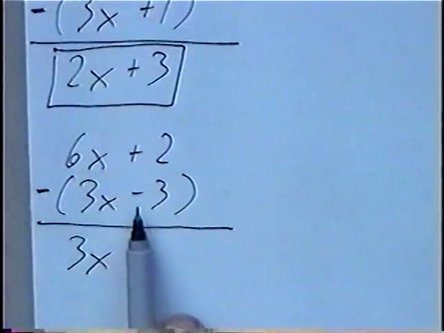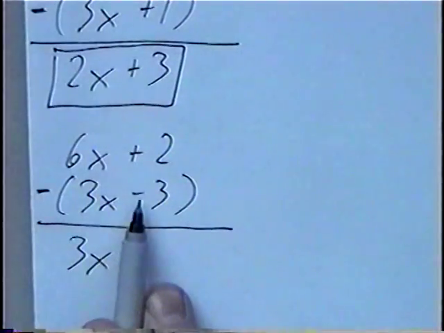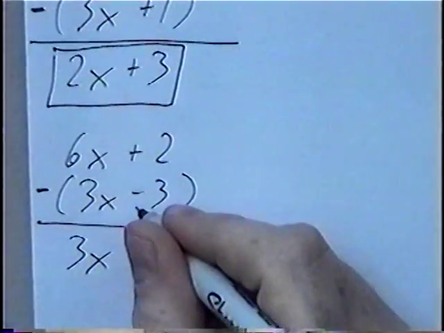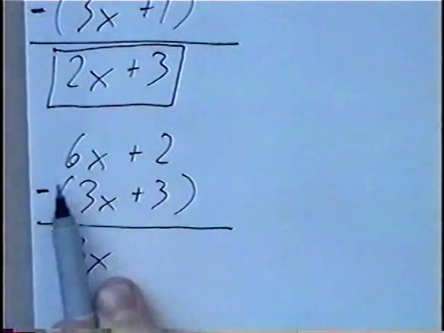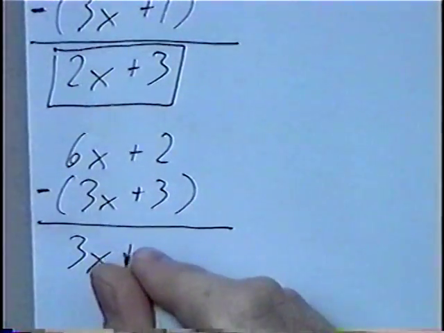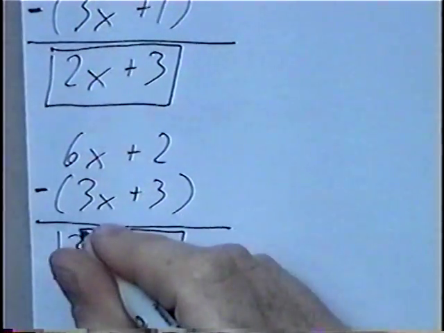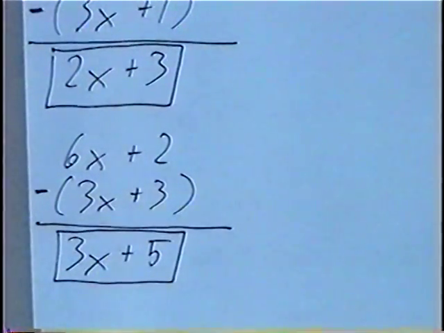have 2 minus a negative 3. If you remember from previous sections, a minus a negative would actually change to adding 3. So 2 minus a negative 3 is the same as 2 plus 3, which would be 5. So our final answer, 3x plus 5.